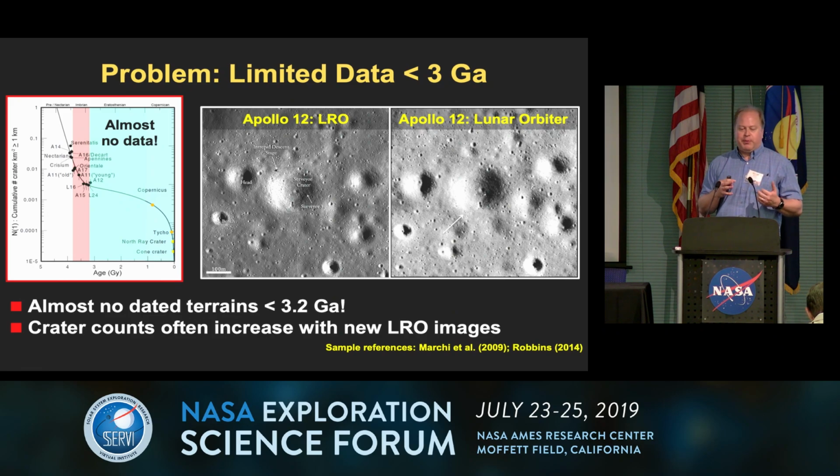And so what's happened is people started to use those images to look at the Apollo terrains to see if the crater counts are identical or different. And in some cases, they're actually getting very different crater counts. So that has an implication for all sorts of things.